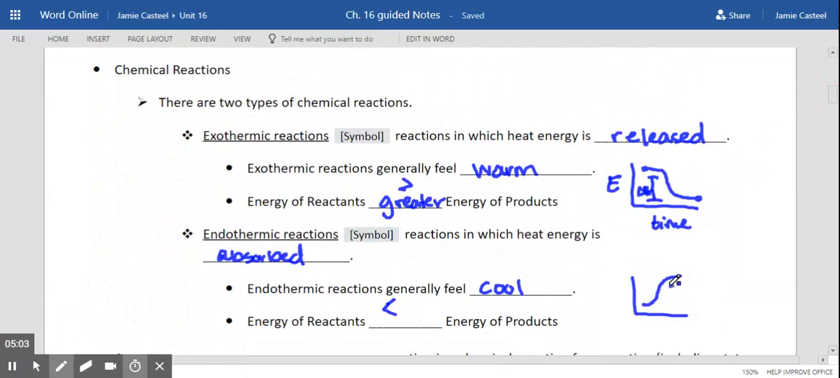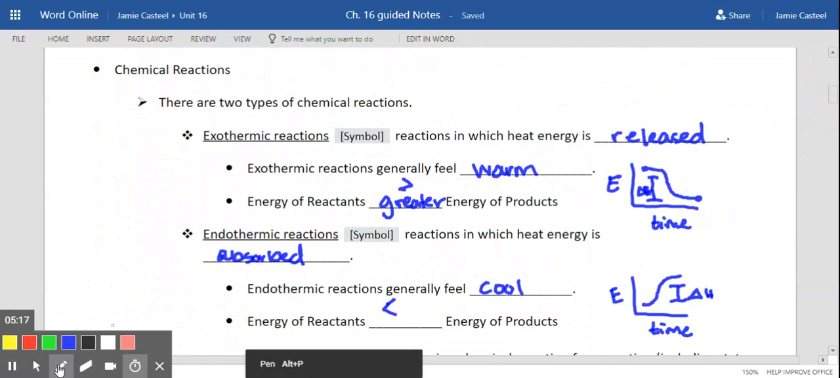We have to put that energy, that delta H, change in enthalpy, in. We have to put some in for this to occur. So it takes it from the surroundings and it feels cool. All right, so let me erase again.